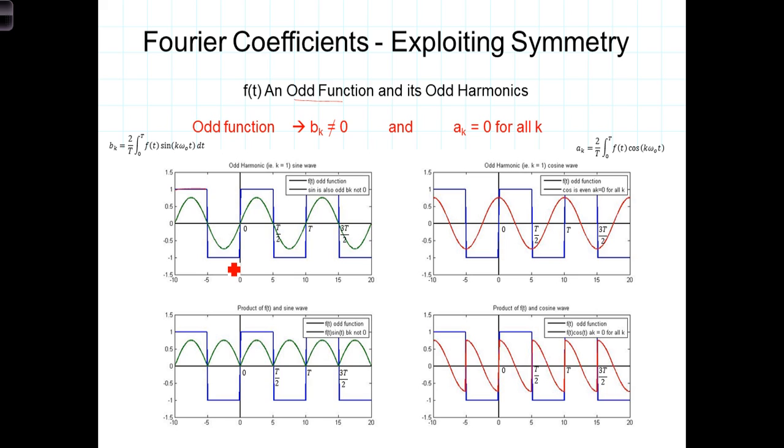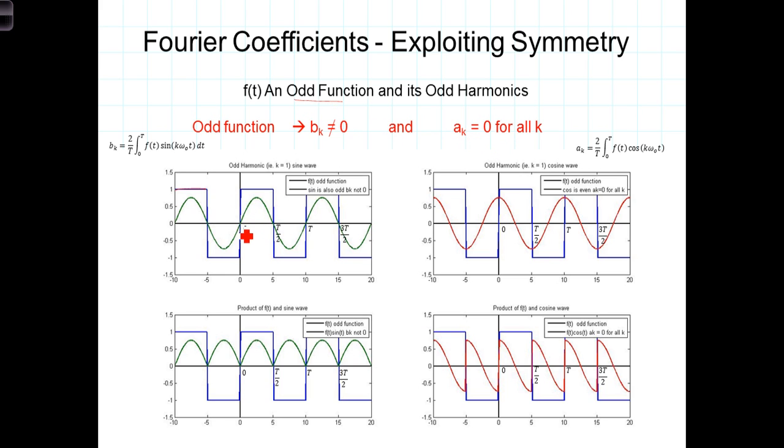Now, in calculating the b sub k's, we multiply f of t, this square wave, by the sine waves of frequencies that are integer multiples of the fundamental frequency. For an odd function, we've pointed out, and we want to now try and demonstrate, that the b sub k's will not be 0, but the a sub k's will be 0 for an odd function.